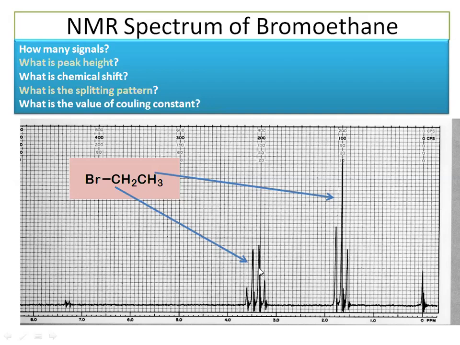Here we can see the chemical shift of the methylene proton is somewhere around 3.4. This indicates that this proton is coming downfield, while the methyl proton is coming upfield, closer to that of TMS. This is the indication that the methyl proton is more shielded in comparison to the methylene proton, which is deshielded due to the electron withdrawing bromine group, and that's why it is coming downfield.